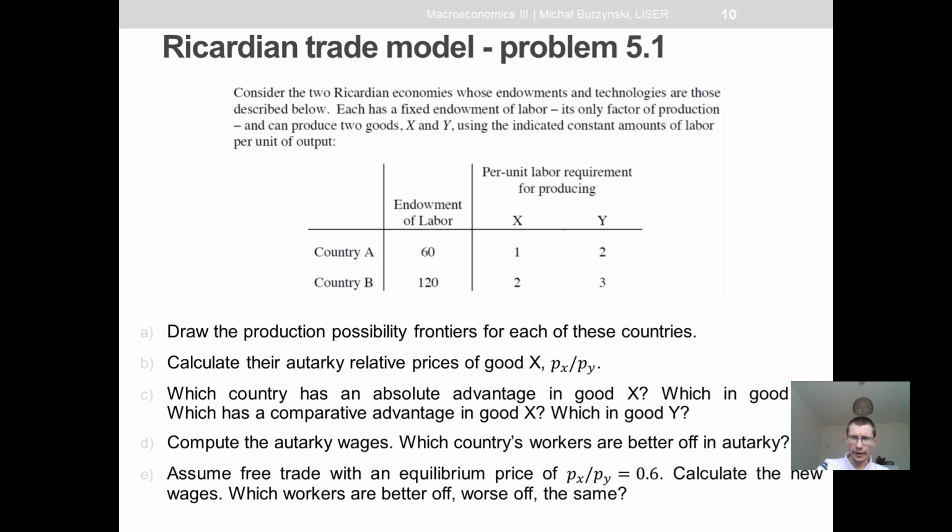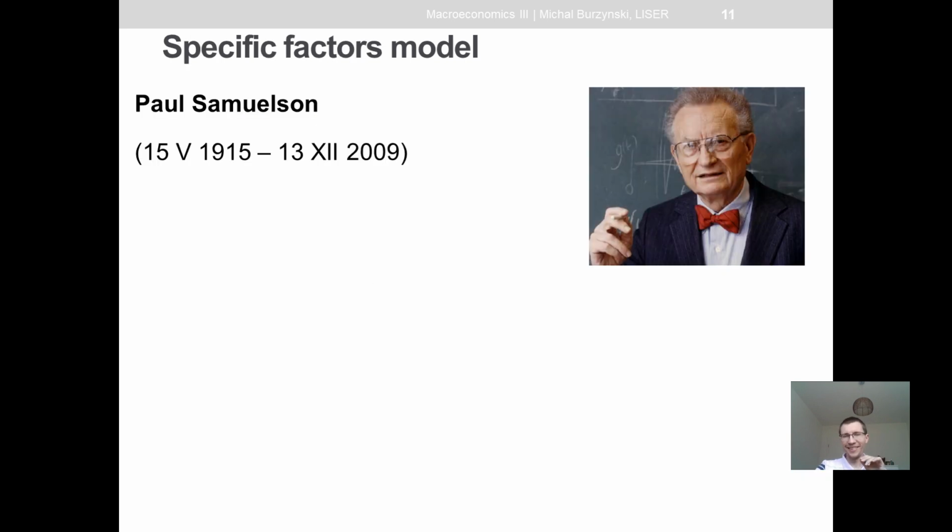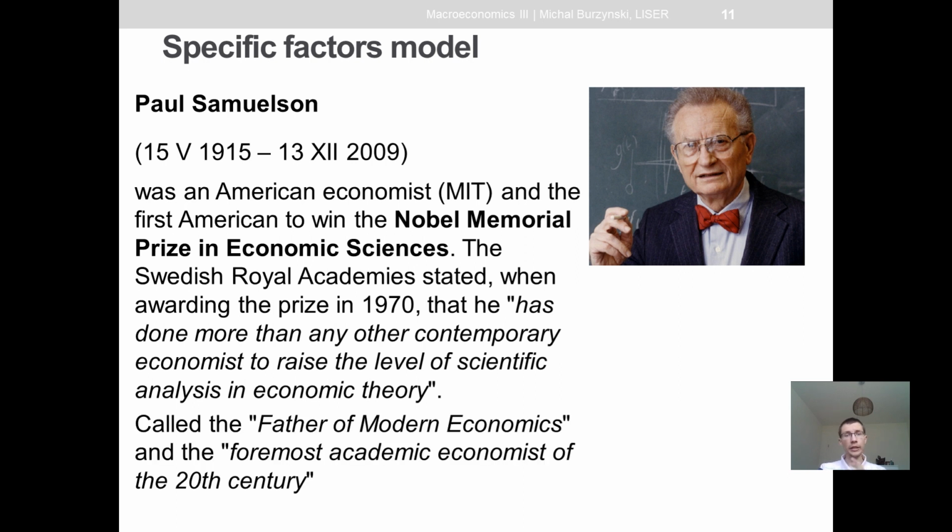Let's now move to another model, which is the specific factors model. This model was developed by one of the most famous economists of the 20th century, Paul Samuelson, who is called the father of modern economics. The guy simply introduced mathematics into economics in the early 1950s and 1960s. All right, and he was awarded the Nobel Prize in economic sciences, one of the most influential economists that lived in the 20th century.